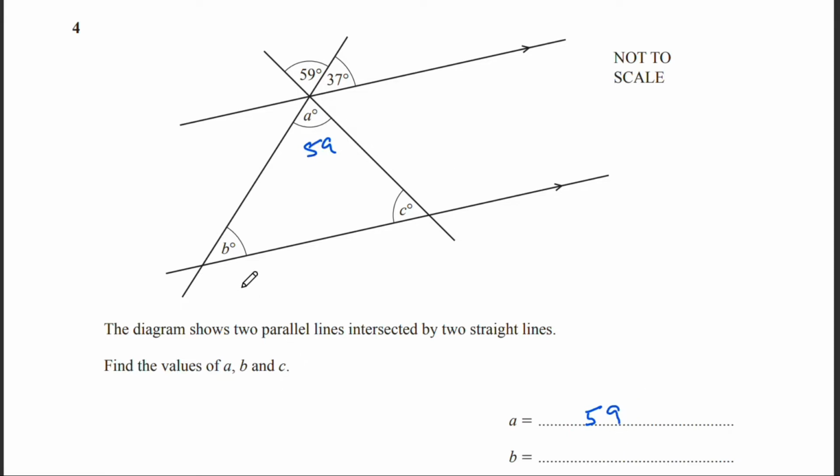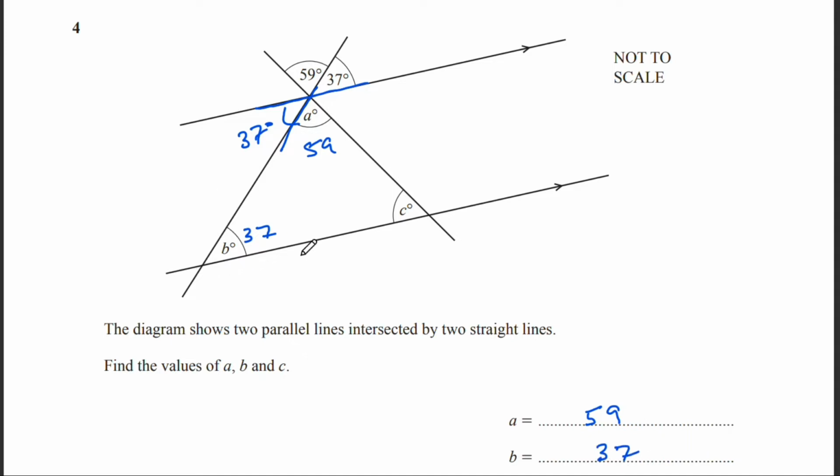Now calculating the value for B. You see that this line and this line are vertically opposite. So this is 37 degrees because these are vertically opposite angles. Now you see that these 2 lines are parallel and taking this as a transversal, B will be 37 degrees. Why? Because those are alternate angles. So B is 37 degrees.